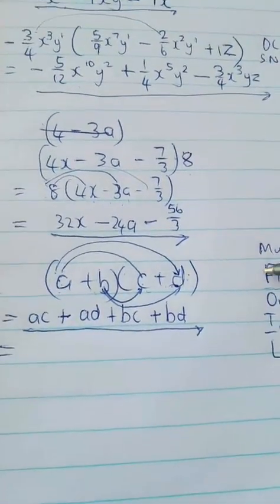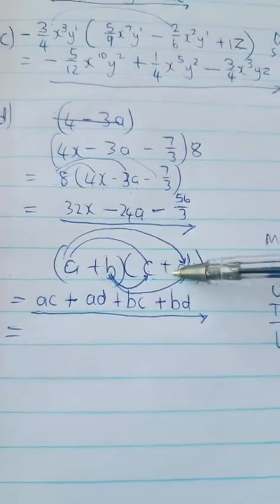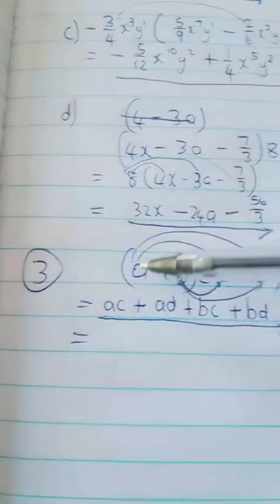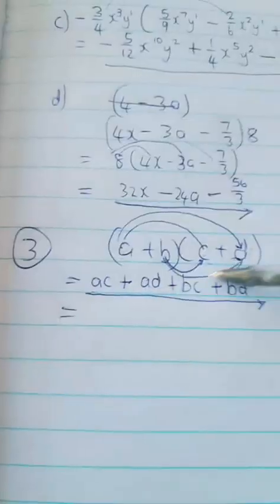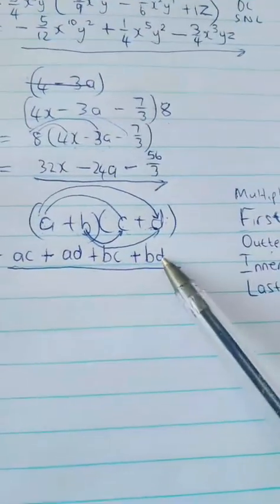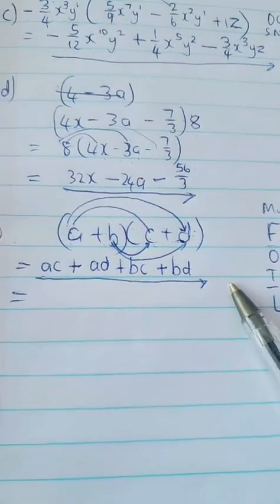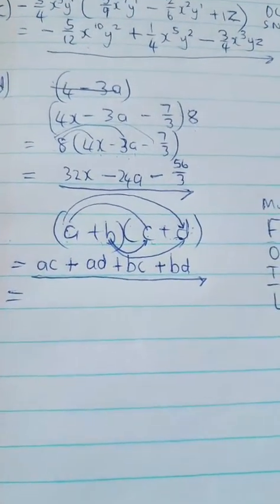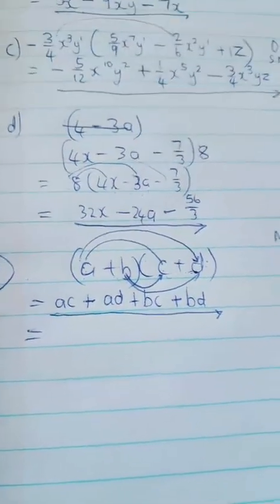So just a reminder again, whenever you are doing a binomial by a binomial, you are multiplying your first terms, you're multiplying your outer terms, you're multiplying your inner terms, and then you're multiplying your last terms. And then if there are any like terms, you add or subtract those like terms. If not, you leave those terms as they are. And basically that's how you do binomial by a binomial.